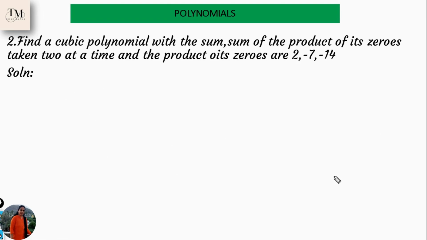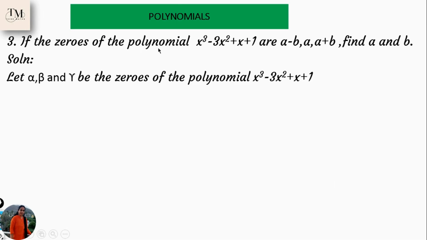So let me go to the next problem. The next problem is, if the zeros of the polynomial x cube minus 3x square plus x plus 1 are a minus b, a, a plus b, find a and b. So they gave the roots as a minus b, a, a plus b, and we have to find a and b. The polynomial is x cube minus 3x square plus x plus 1. I took the roots as alpha, beta, gamma.